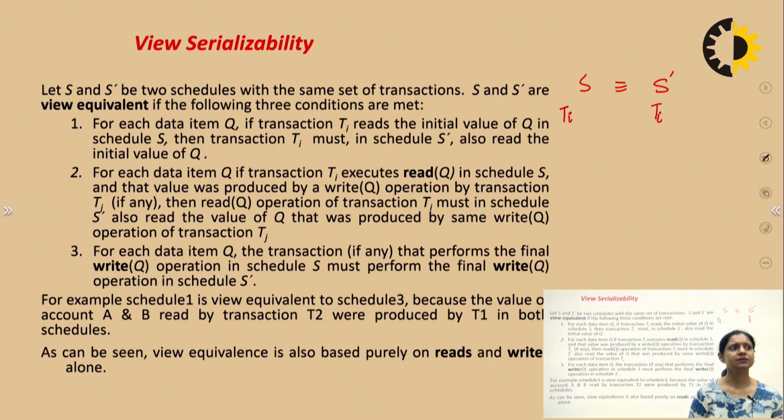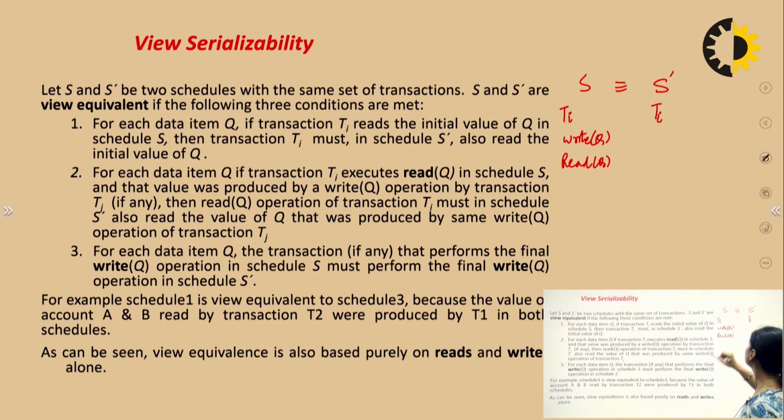The second one says, for each data item Q, if the transaction Ti executes a read in S and that value was produced by a write in Tj, then the read operation of Ti in S dash must also read the value of Q that was produced by that write operation. That means, if the write operation is executed first on a data item and then the read operation is performed in S, the same thing should happen in S dash, with write first and read later on.